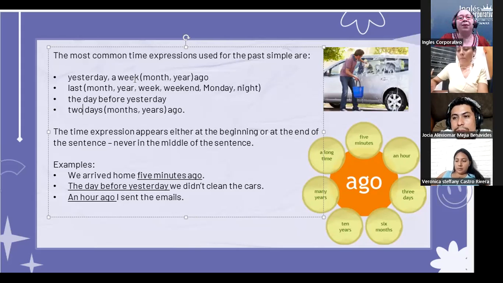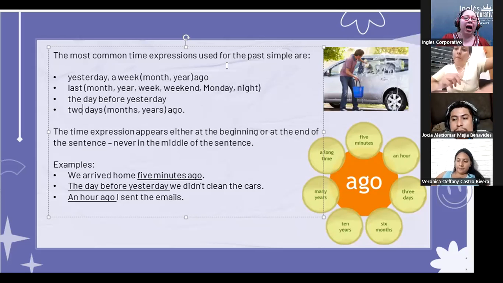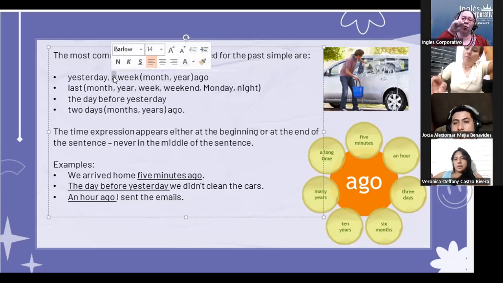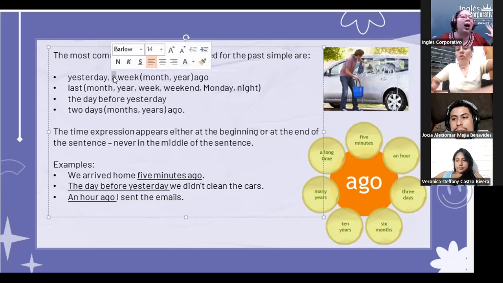Vamos a ver acá, por ejemplo, en este que tenemos a week ago, hace una semana, a month ago, hace un mes, okay? ¿Por qué? Porque aquí tenemos a, ¿verdad? A quiere decir un o una, ¿verdad? Entonces, ahí podemos decir one también y no habría problema. 1 week ago, 1 month ago, 1 year ago, y no hay ningún problema, significa lo mismo, ¿ok? Significa una o un.